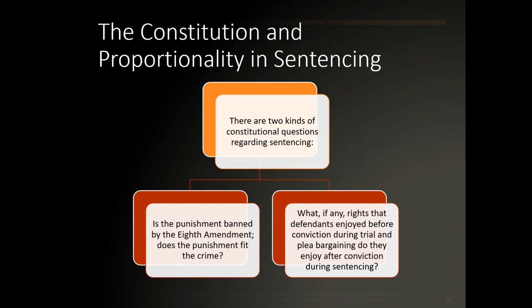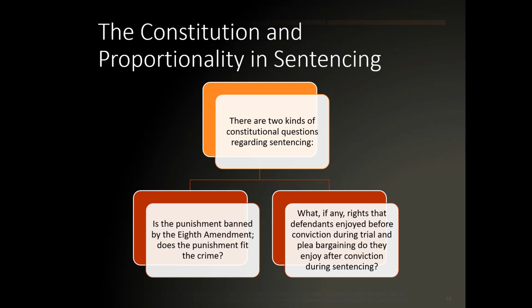Okay, so let's get back to evidence in our old friend, the Constitution. There are 2 kinds of constitutional questions when we begin to look at sentencing. One, is whatever sentence being imposed cruel and unusual and is therefore banned under the 8th Amendment? And what, if any, rights the defendant enjoyed before conviction, during trial, and plea bargain, do they have afterwards? In other words, when you go from defendant to offender, what is your new bundle of rights?